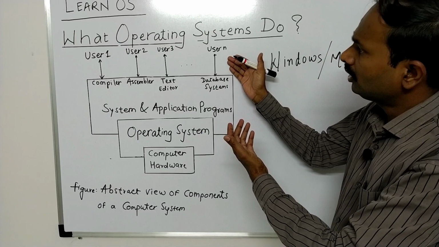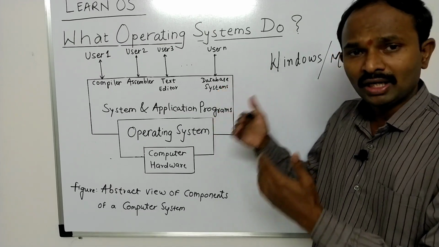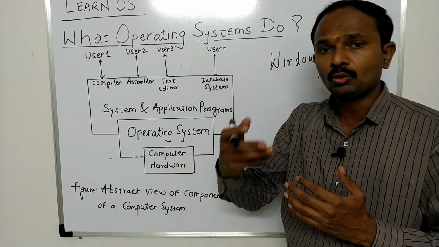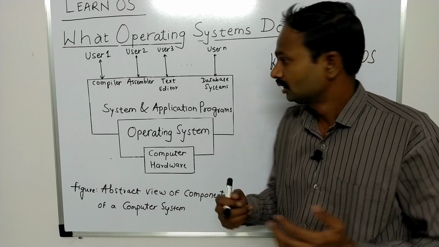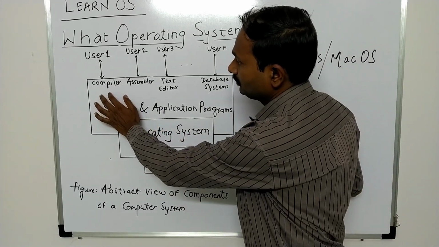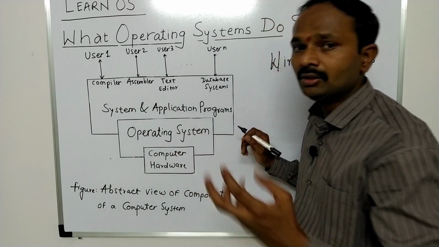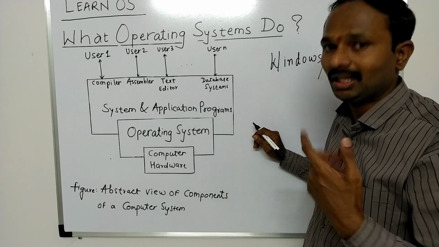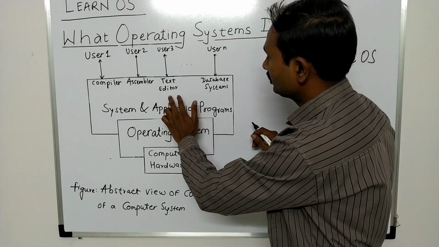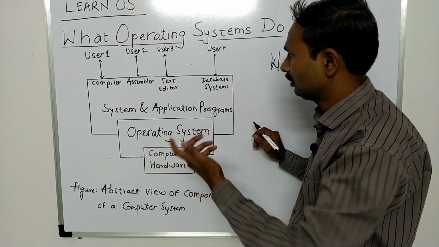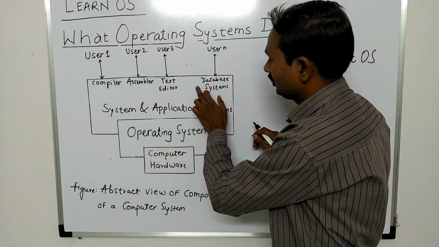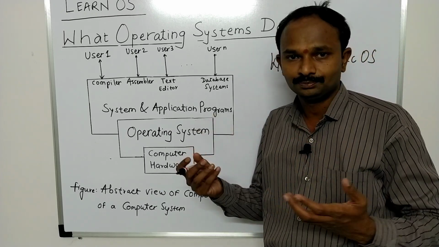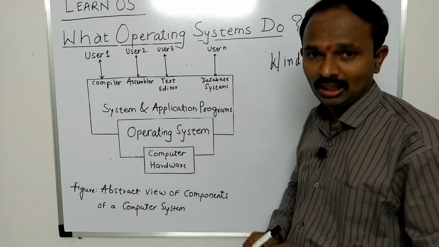Now the user executes their programs in a variety of application software. They are compiler, which is used for compiling various programs. Assembler, which is used for compiling assembly language programs. Text editors, where you can write different programs. Database systems, which are useful for storing the user's information, user's data. Now, these are all application programs.